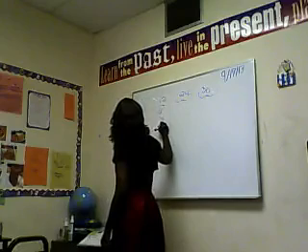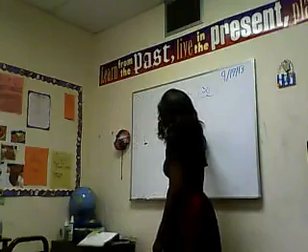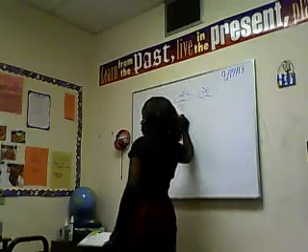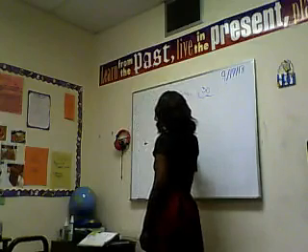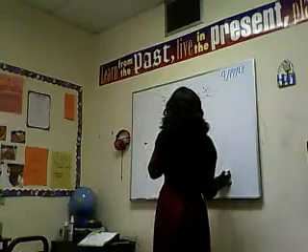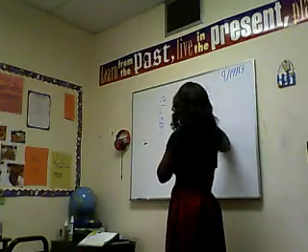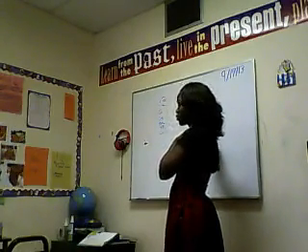12 times 1 is 12, 12 times 2 is 24, 12 times 3 is 36, 12 times 4 is 48, 12 times 5 is 60. 24 times 1 is 24, 24 times 2 is 48, 24 times 3 is 72, 24 times 4 is 96. 30 times 1 is 30, 30 times 2 is 60, 30 times 3 is 90, 30 times 4 is 120.